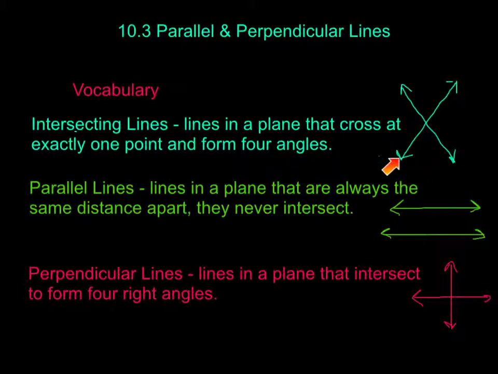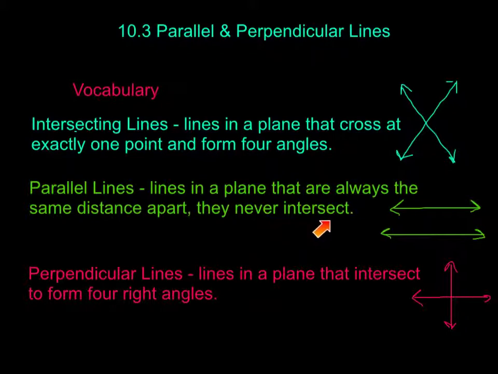If you look right here, we have two lines. One line goes this direction, one line goes this direction, and they cross at the middle point right there. Our next vocabulary word is parallel lines. Parallel lines are lines in a plane that are always the same distance apart.